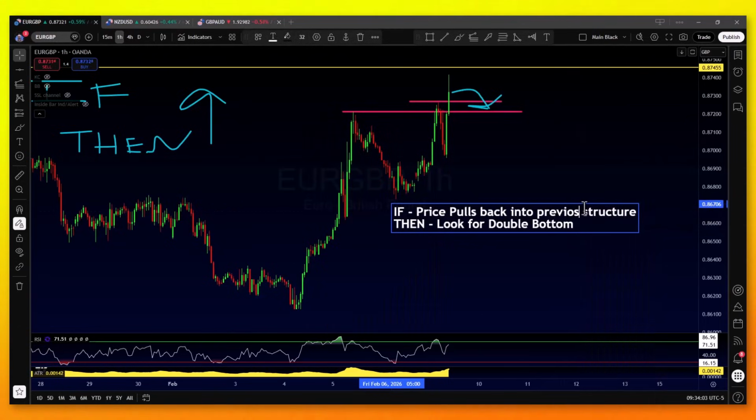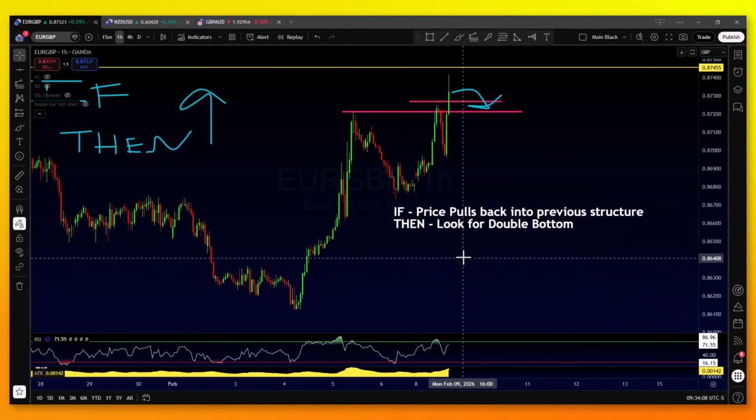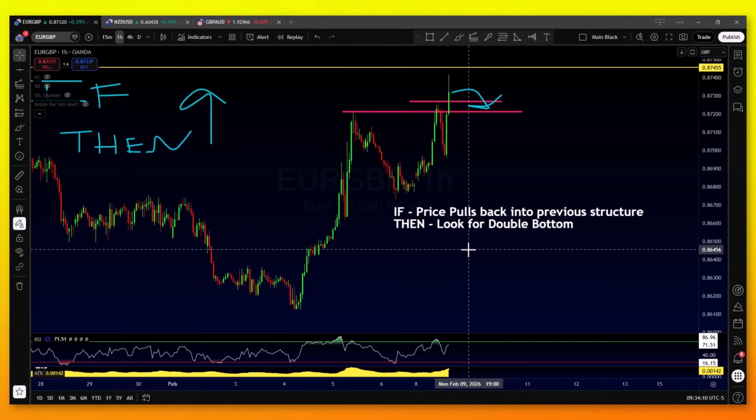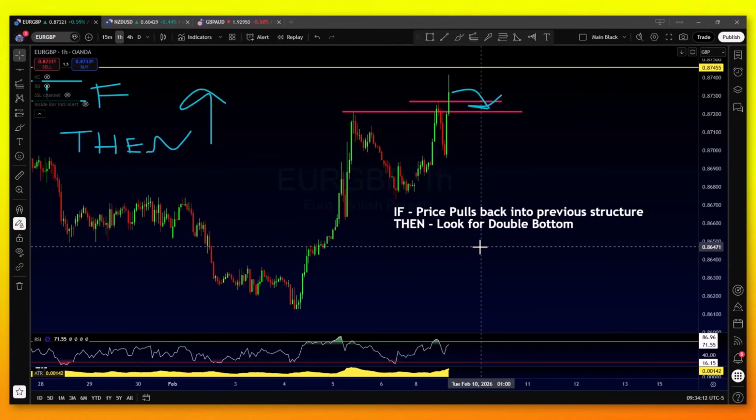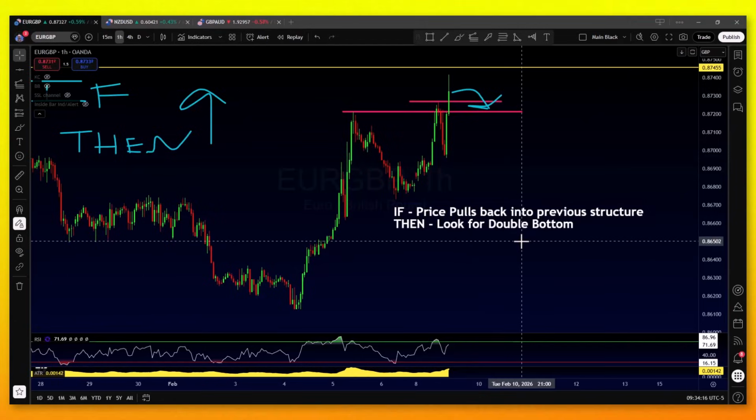What do we do now, guys? What's the next step? We wait. We wait to see if price gives us the thing that we need. We sit back, we wait, price does its thing. If it pulls back in the structure, our ears perk up a little bit. Like, okay, could be happening here. And then if it gives us a double bottom, then we take the trade, right?